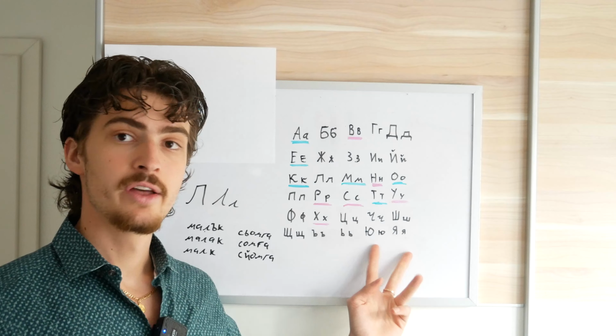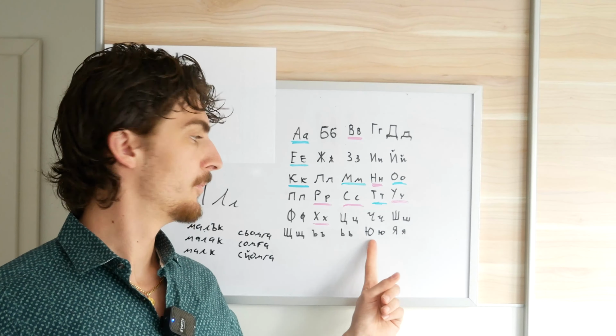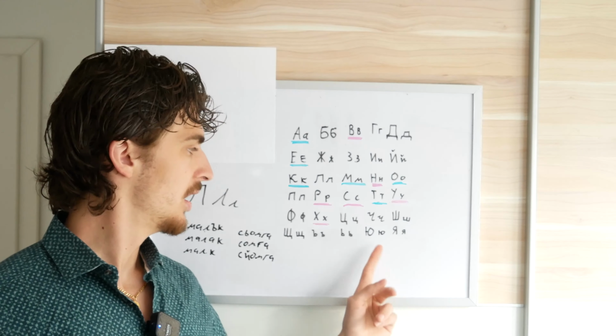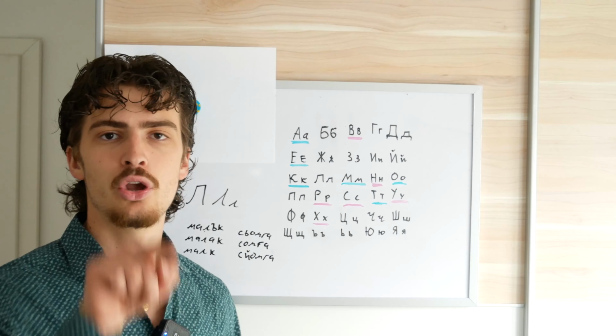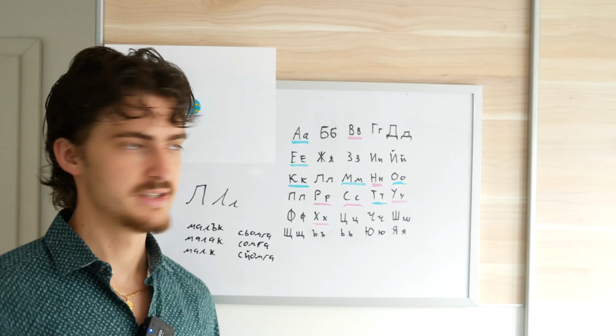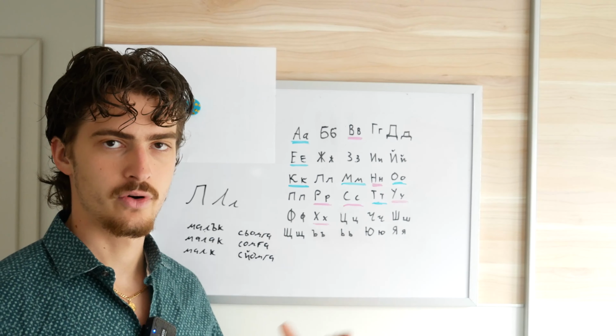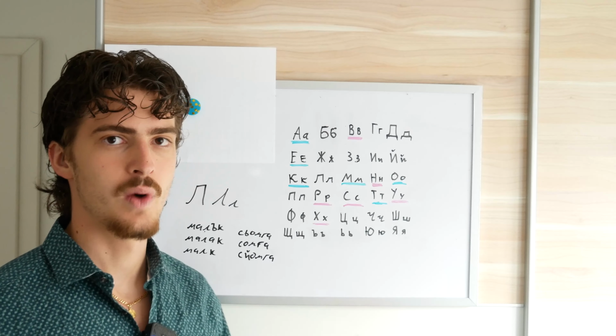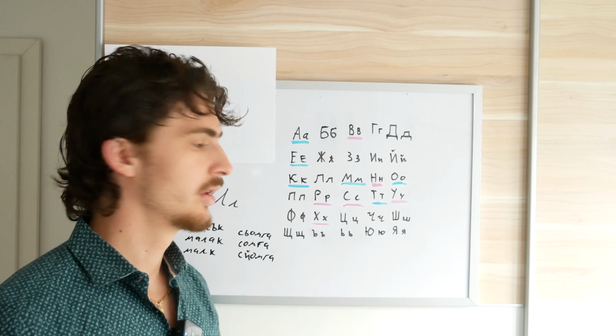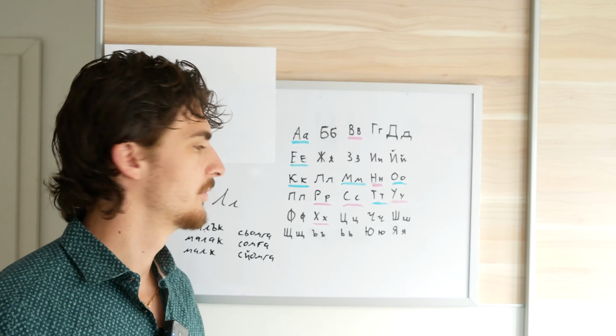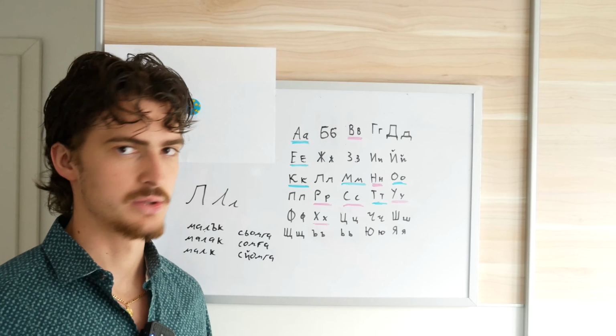Next up, the last two letters are also kind of similar. This one is Yu. Take the word you in English. It's basically this singular letter for that combination of Y, O, U, or take YouTube. Yeah, this is what Yu sounds like.